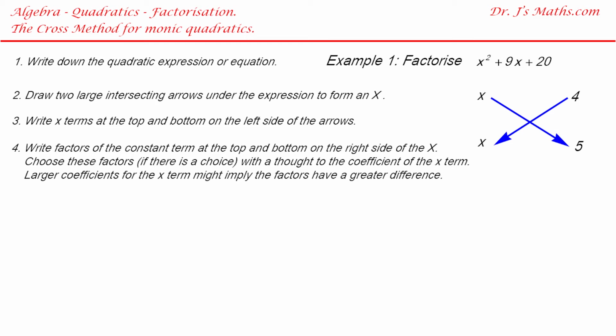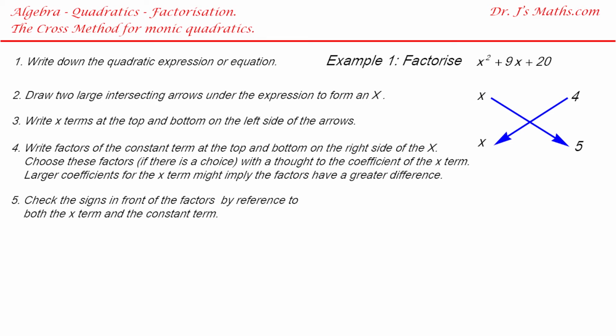At present we've just written down the two numbers, 4 and 5. There's no signs on them. And so step 5 is where we check the signs in front of the factors by reference to both the x term coefficient and the constant term.